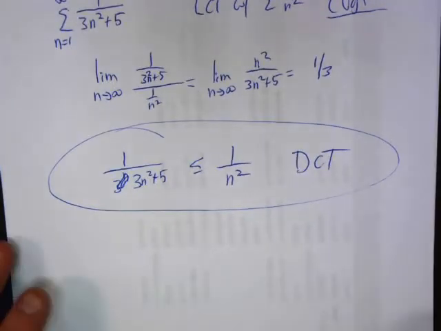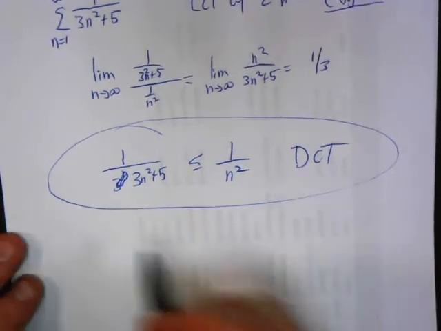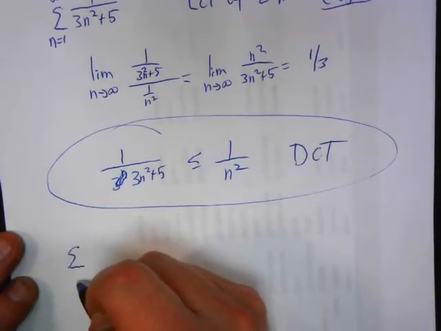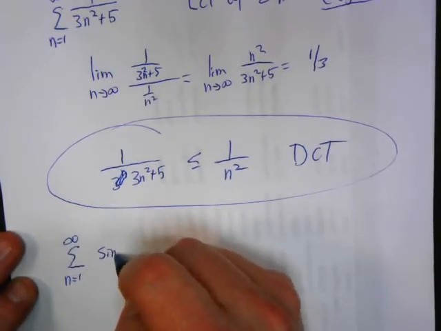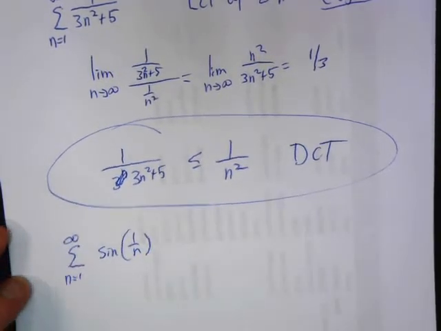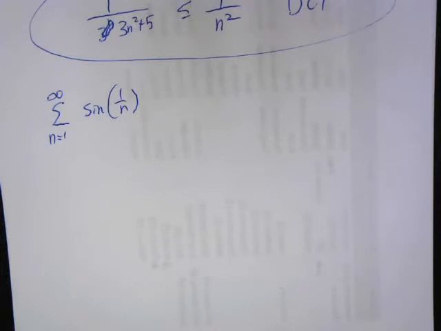All right, last one for today. How about the sum, n equals 1 to infinity, sine of 1 over n? Trig functions. Can't forget about our trig functions. That's going to be divergent. How come? It's going to oscillate between 2 points.